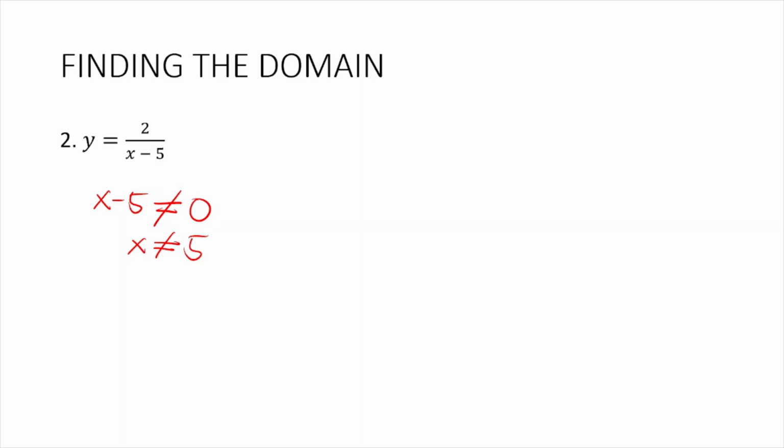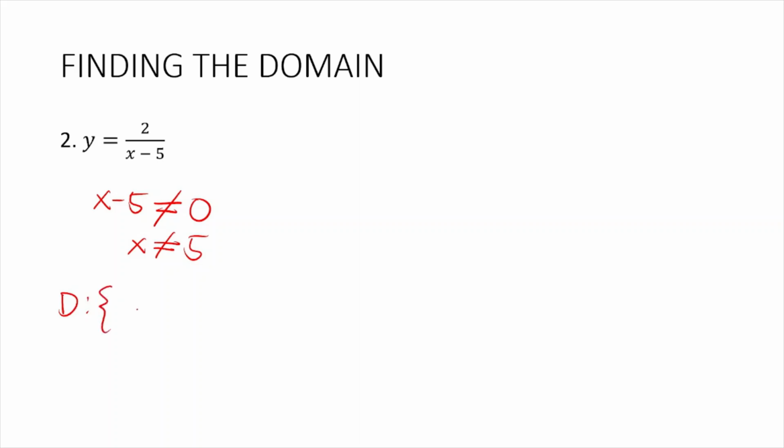Therefore, the domain is the set of all real numbers except x equals 5, or except 5, because it will make the function undefined. If we plug in 5, or if we replace x with 5, then we have 5 minus 5 in the denominator, that's 0. So 2 divided by 0, that's an undefined value. And again, we don't want that to happen to our function. So we write the domain as, and here I will be using the set builder notation.